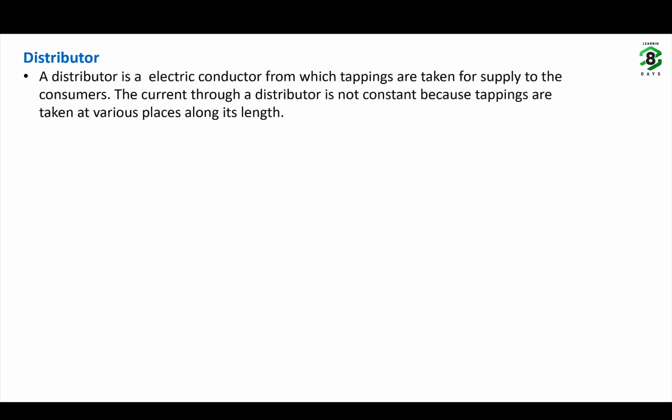Next is the distributor. What is a distributor? A distributor is an electrical conductor from which tappings are taken and supply is provided to the customers. The current throughout the distributor is not constant because tappings are taken at various places along its length. So the distributor is the electrical conductor from where the customer taps the electrical energy. So the current through the distributor is not constant. It varies because there are so many taps along the distributor which draw electrical energy in the form of current tapping.